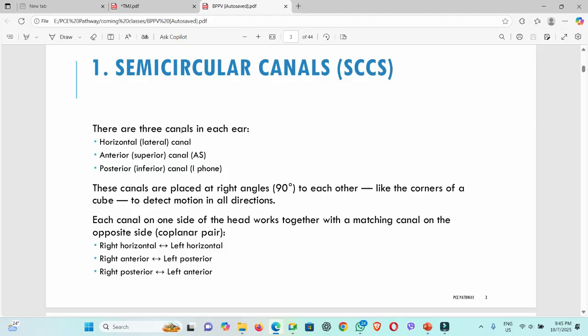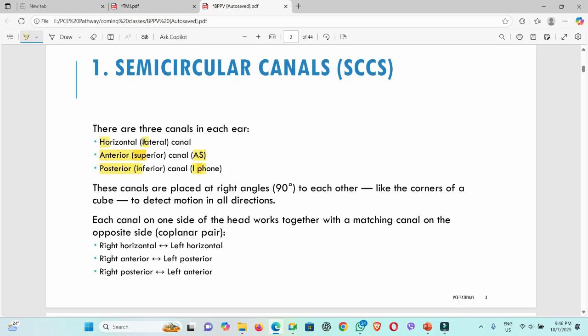Semicircular canals. There are 3 semicircular canals in each ear. Horizontal canal, we call it lateral canal as well. Anterior, superior, AS, I remember as AS. Posterior, inferior, IP, iPhone, inferior, posterior. So inferior canal is also known as posterior canal. AS, anterior canal, is also known as superior canal. Horizontal canal is also known as lateral canal.